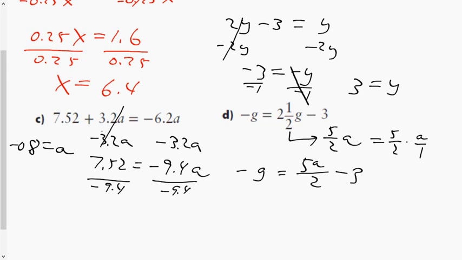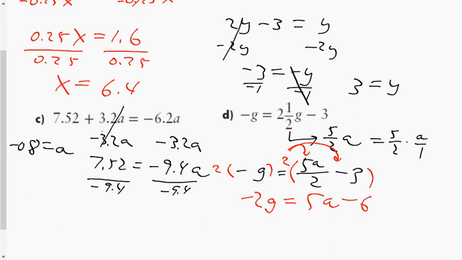But in this particular case, it is better to double both sides. So if I double both sides, I know I maintain equality. But I'm going to get rid of all the fractions, which in this case is just one of them. 2 times negative g is negative 2g. 2 times half of 5a is 5a. And 2 times negative 3 is negative 6.